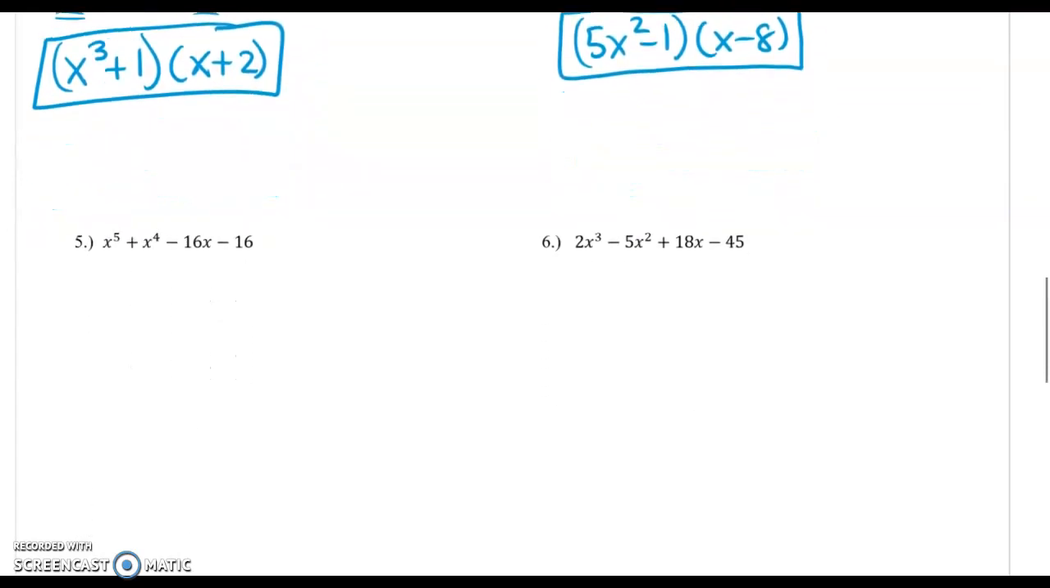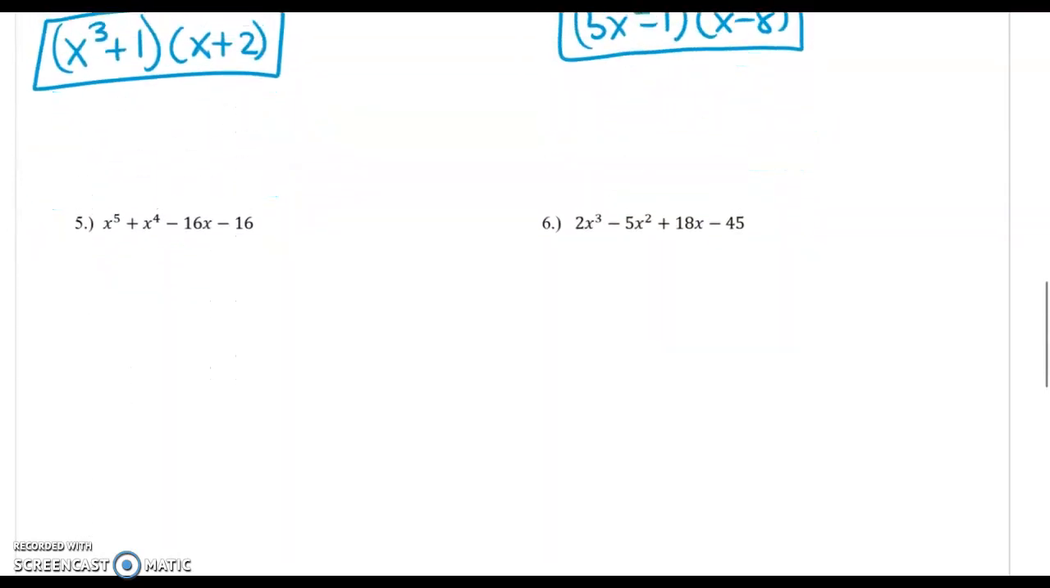Okay, and you can do the same thing with the next two problems to kind of see how you're doing on your own. So if you would like to pause the video and try number 5 and number 6, and then check back in to see how you're doing, go ahead and do that.